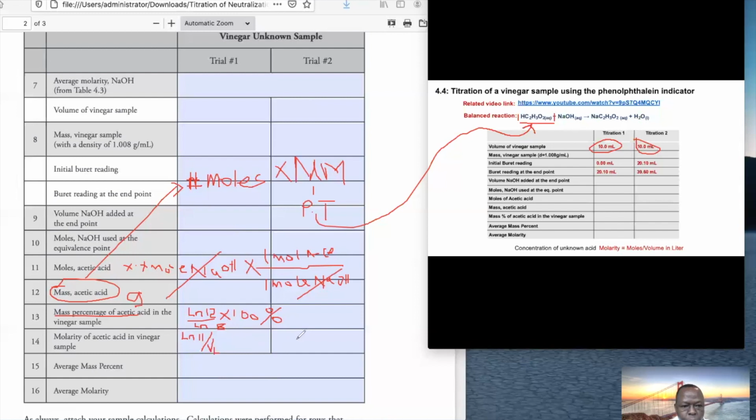And then average mass percent. I know the mass percent here. This is trial one, this is trial two. What is the average mass percent? Average mass percent is the sum of the two here. Sum of the mass percent of trial one and trial two, and you find the average. Please show the work. Don't just write one value and say the instructor will figure out that I had to add the two and divide by two.